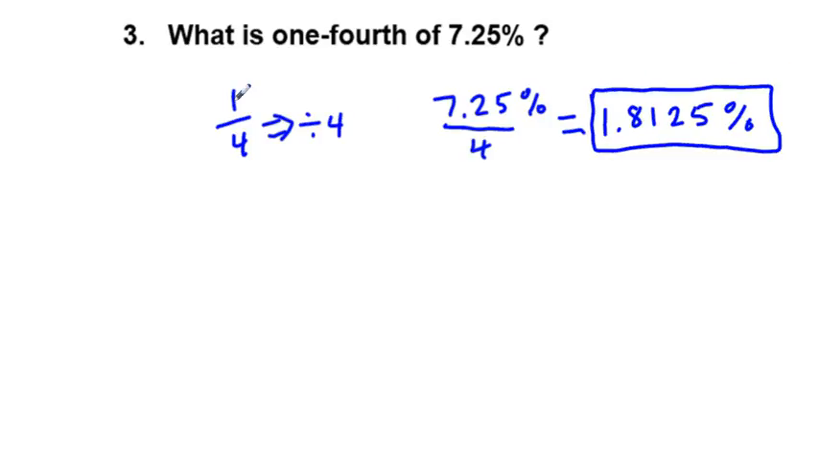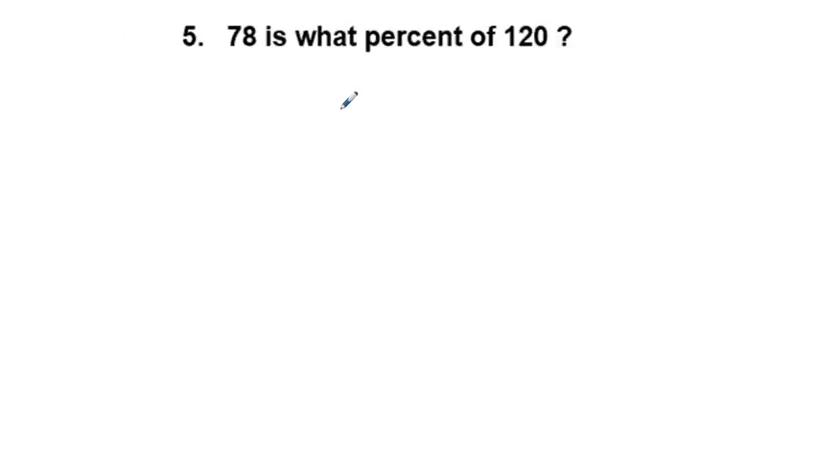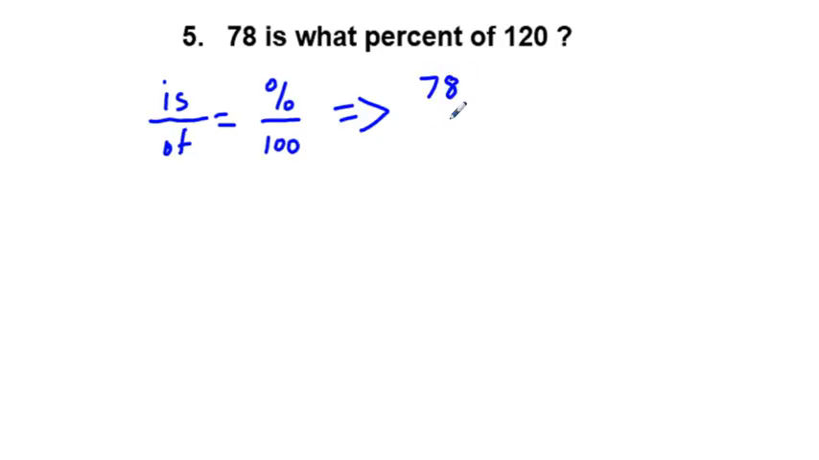Next on problem 5, we have 78 is what percent of 120? I asked one of my teacher colleagues, John, several years ago about my students having problems with percentages. They seem so easy. But he gave me a little hint, a little diagram, and that is is over of equals percent over 100. So let's apply this little formula here. In this case, is is 78, of is 120, and percent is what we do not know, so that's our x, over 100.